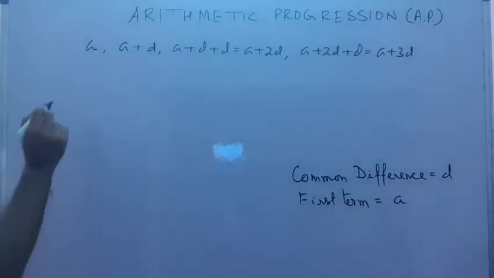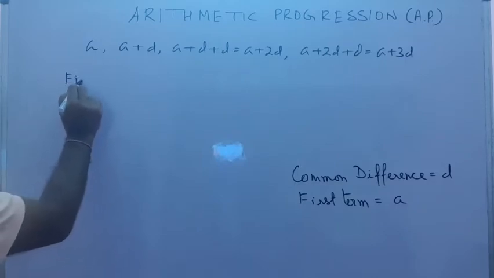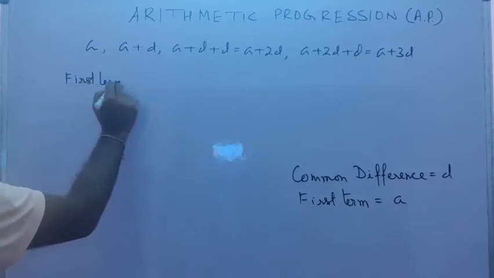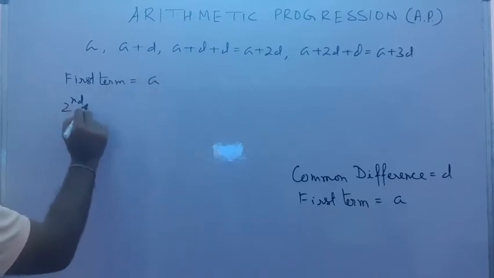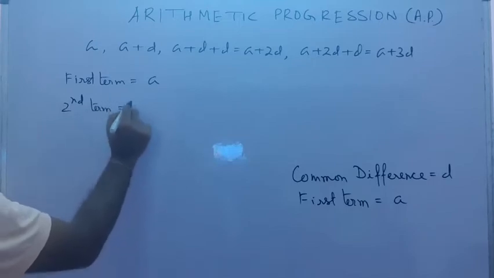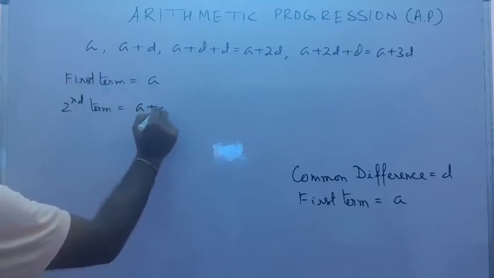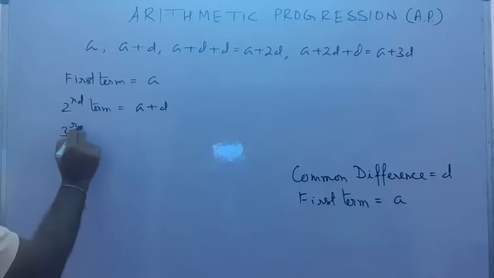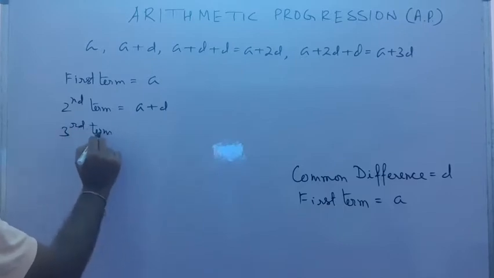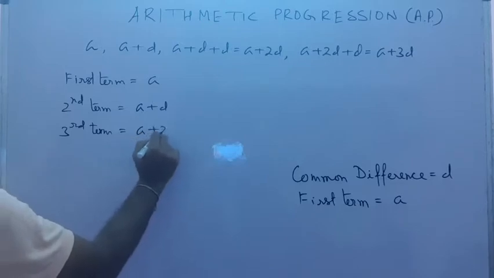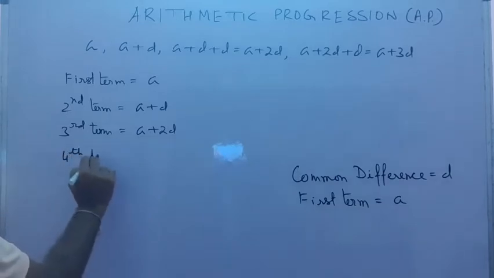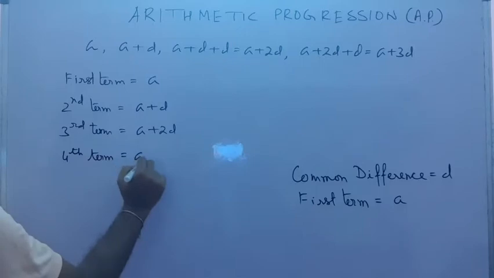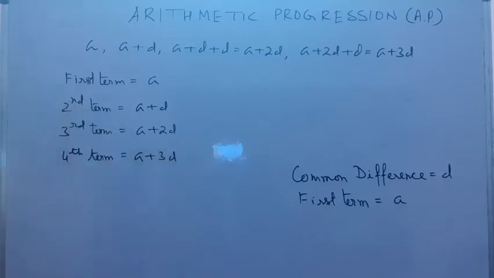Okay, that means if I write it in this way, what is the first term? First term is a. What is the second term? With the first term you add d, so it is a plus d. What is the third term? If you see, the third term is a plus twice d. Let me write the fourth term also, then things will be more clear to you. Fourth term is what? a plus 3d. In this way you can continue.